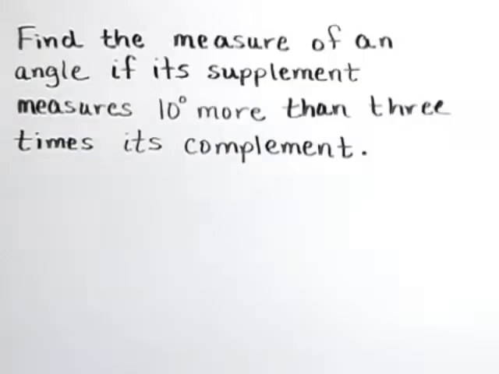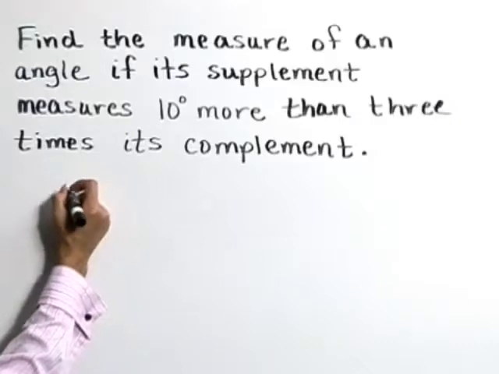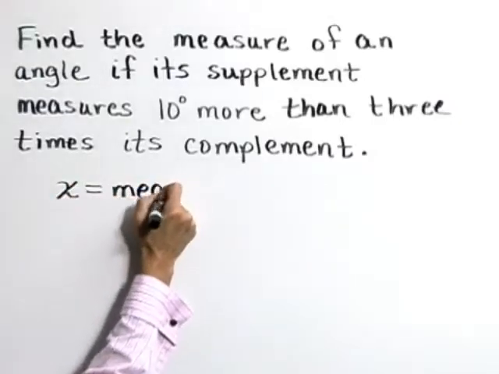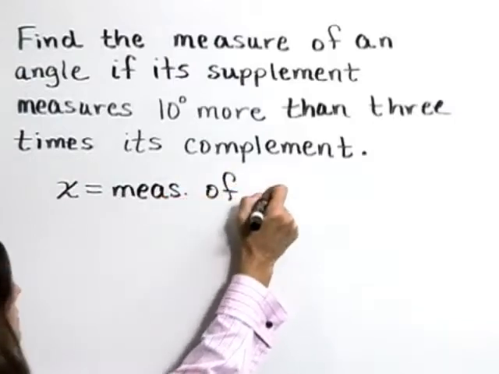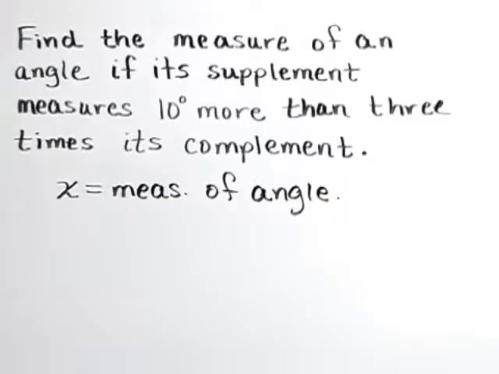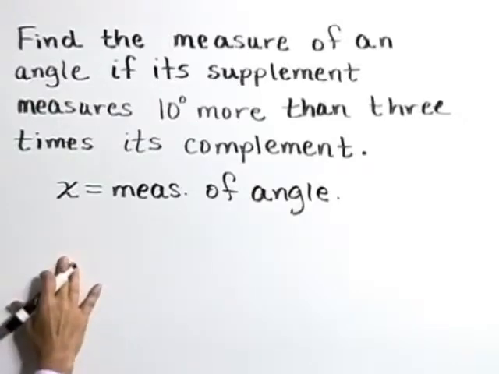Find the measure of an angle if its supplement measures 10 degrees more than 3 times its complement. Let's start by defining our variable, and let's let x represent the measure of our unknown angle. Now we're given wording that refers to the supplement and the complement, so let's also describe those using this variable x.